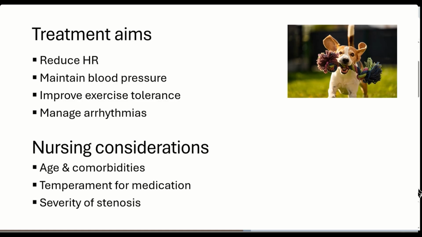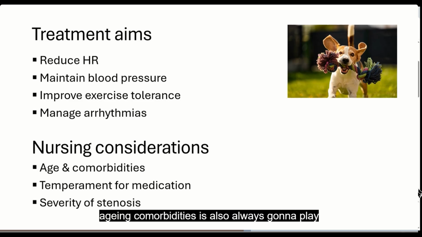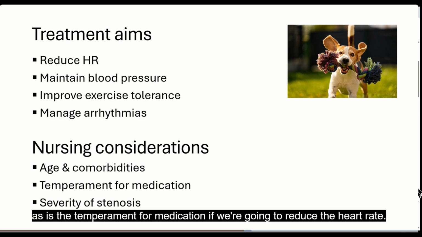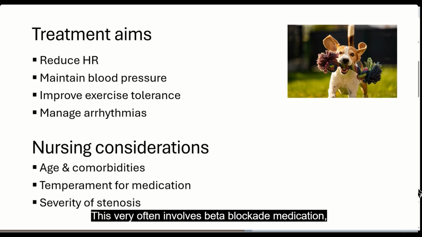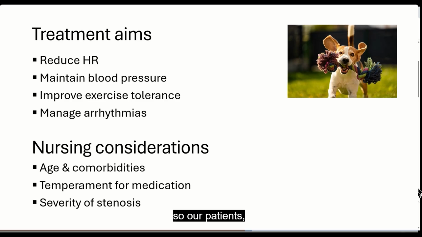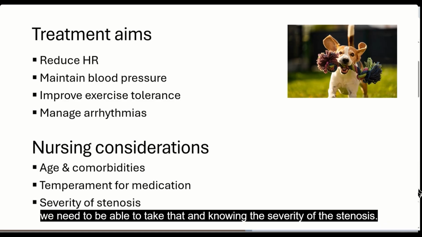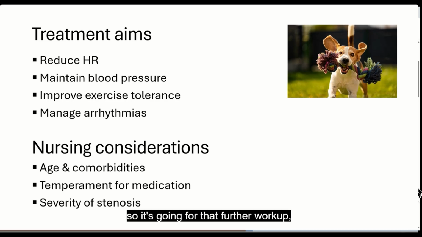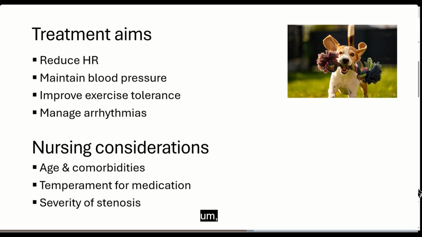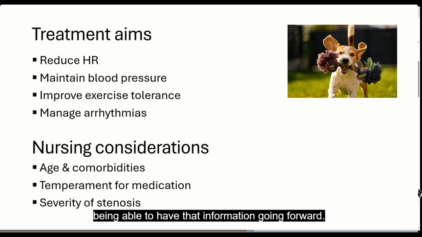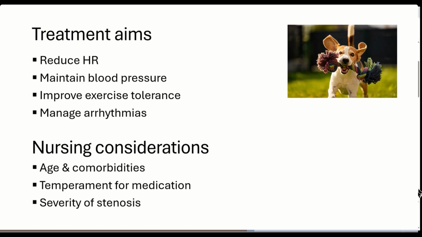For nursing considerations, again, age and comorbidities are always going to play a part there, as is the temperament for medication. If we're going to reduce the heart rate, this very often involves beta blockade medication. So our patients need to be able to take that, and we need to know the severity of the stenosis. So it's going for that further workup. It's making sure that we have graded them either mild, moderate or severe, and being able to have that information going forward is really important.